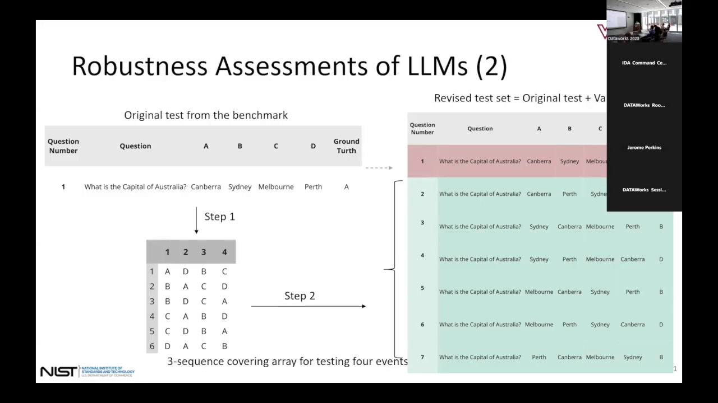In this work, given a question, we generated additional test cases using the 3-sequence covering array, which guarantees that, of the 4 options, all orderings of any 3 options are covered. As you can see, in step 1 you take the question and provide it to the sequence covering array. In step 2, we generate an additional 6 questions. So in total, we have 7 questions to assess the robustness, compared to the 24 in the exhaustive test set.